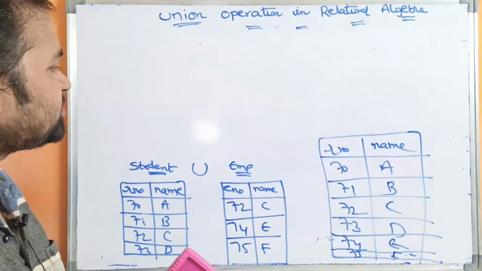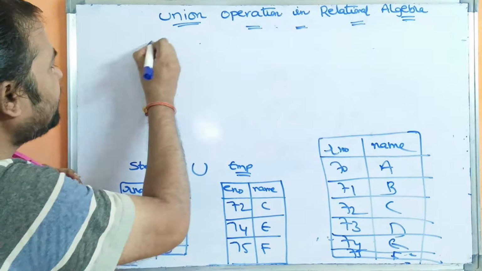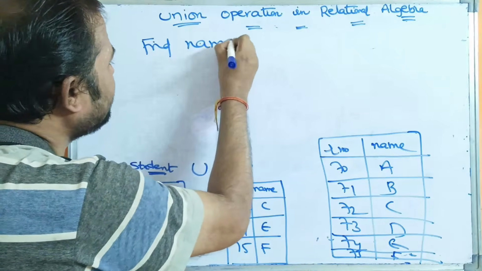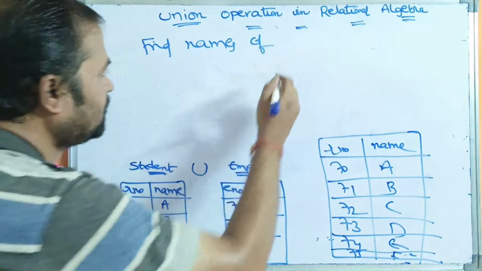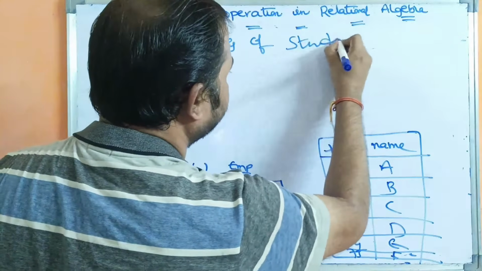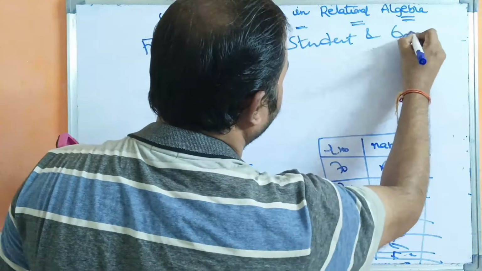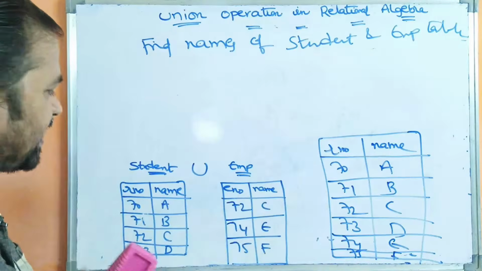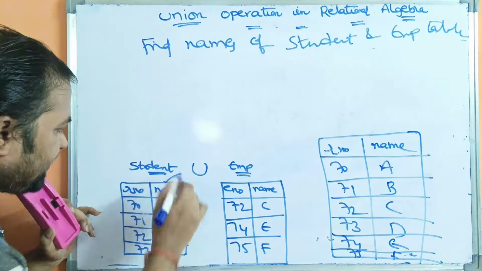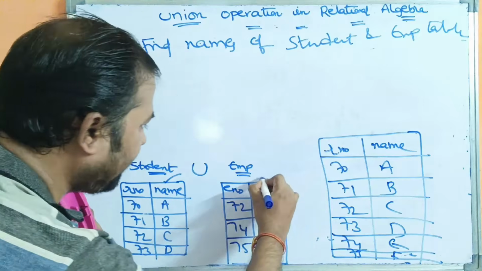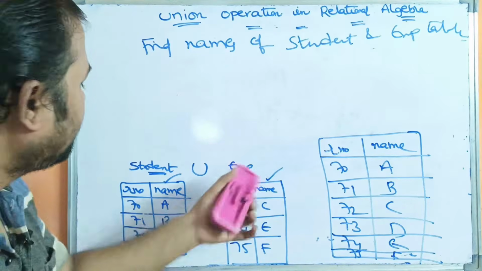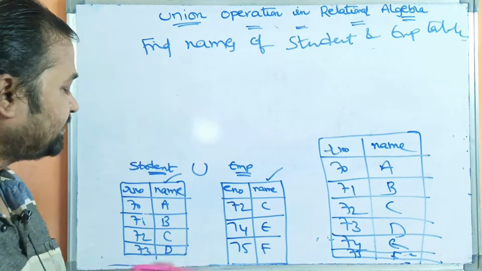Okay. Now let us take one more example. So here our target is to find names of student and employee table. So we have to find names of student table as well as employee table. In student table we have 4 names. In employee table we have 3 names. So we need to display names. So for that we have to write the query.